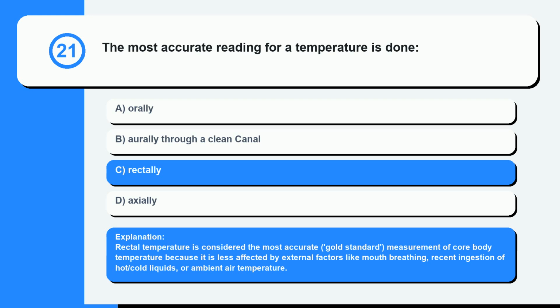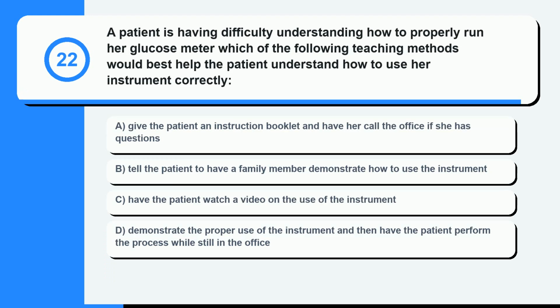Question 21. The most accurate reading for a temperature is done A. Orally. B. Orally through a clean canal. C. Rectally. Or D. Axially. The correct answer is C. Rectally. Rectal temperature is considered the most accurate, gold standard measurement of core body temperature because it is less affected by external factors like mouth breathing, recent ingestion of hot/cold liquids, or ambient air temperature.